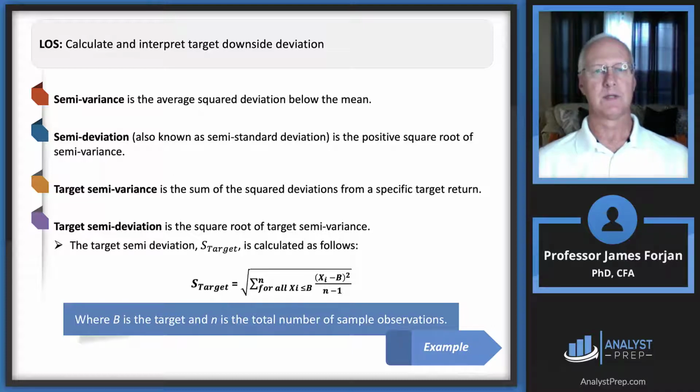All right, how about target downside deviations? Semi-variance and semi-deviation are average squared deviations below the mean. And so I want you to think about this. The semi-deviation and the target semi-deviation are measures for pessimists. And as good financial analysts, we need to be pessimists. We need to say something like, all right, what's the worst thing that can happen?